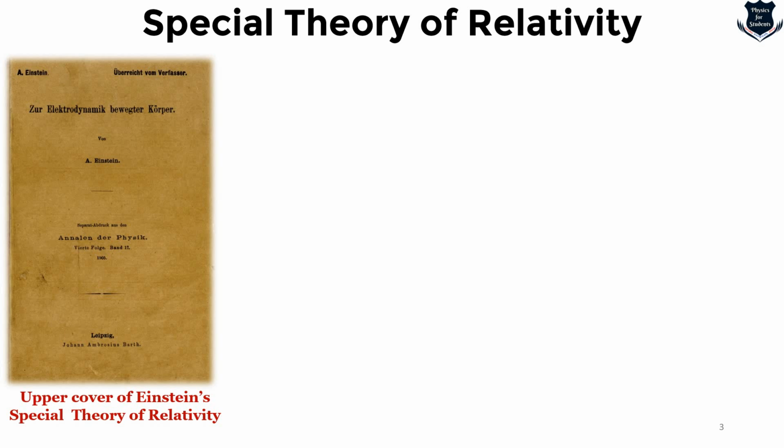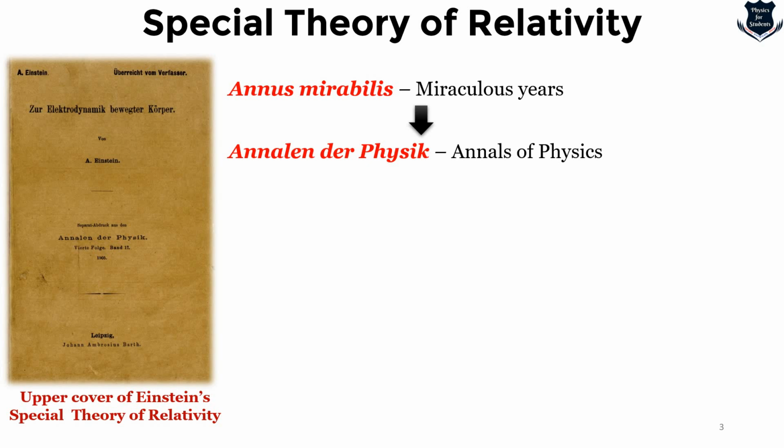Now the picture on the left-hand side that you see, the photograph, is actually the original cover of Einstein's Special Theory of Relativity. The Annus Mirabilis papers, from the Latin words Annus Mirabilis, which means miracle year, are the 4 papers that Albert Einstein published in Annalen der Physik, or Annals of Physics, a scientific journal, around 1905. These 4 papers were a major contribution to the foundation of modern physics. They revolutionized science's understanding of the fundamental concepts of space, time, mass and energy.